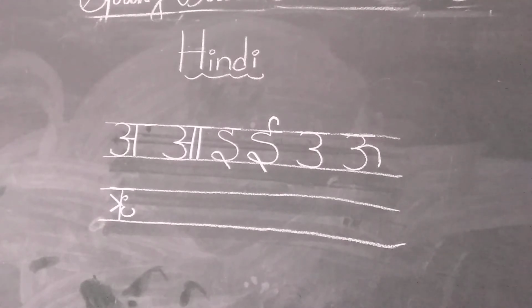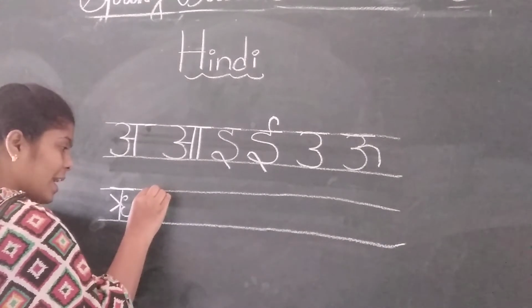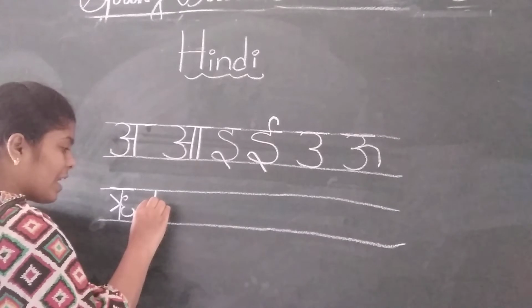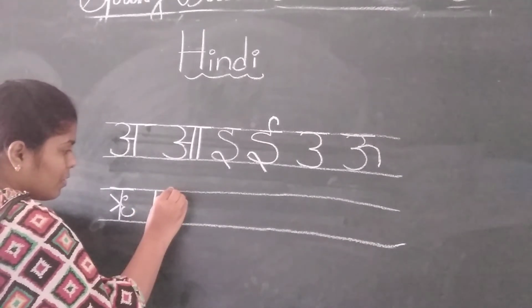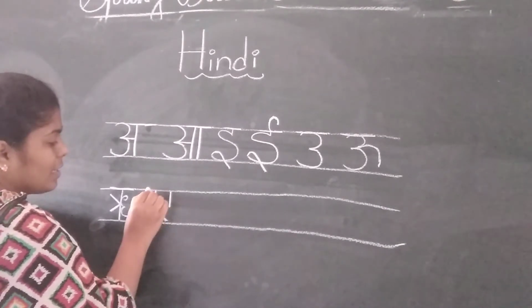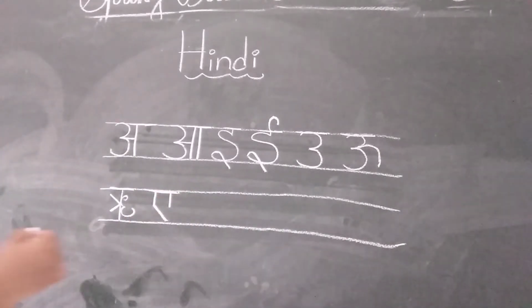So what is the next letter after Ru, children? It's E. So how to write E? First, we have to write one standing line, and at the end of that standing line we have to draw one left standing line, and one standing line and one sleeping line. It forms letter E.